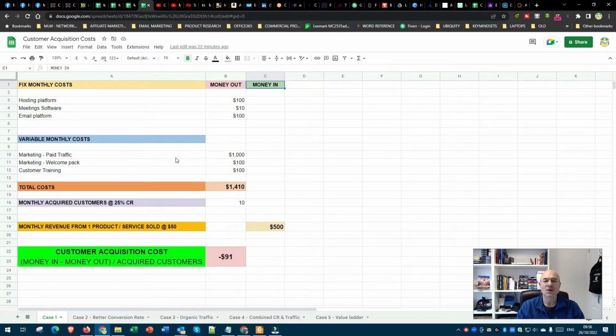Then the variable costs are costs that are associated with, and you can attribute to, making a transaction, a sales transaction or a lead capture transaction, whatever the transaction is. But whenever you make that transaction, you incur that type of cost. In this case, I have just put very common costs, which are marketing, paid traffic, a welcome pack, and also any customer training.